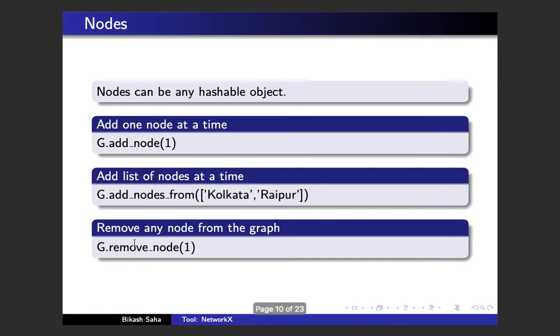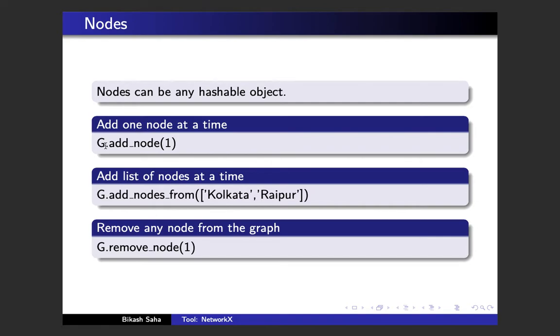Now coming to the nodes. Nodes can be any hashable object. Any hashable means the object for which we can calculate the hash value, that can be a node. So how to add a node? Basically we can add a node using the add_node function. add_node(1) will add a node 1 to the graph G.